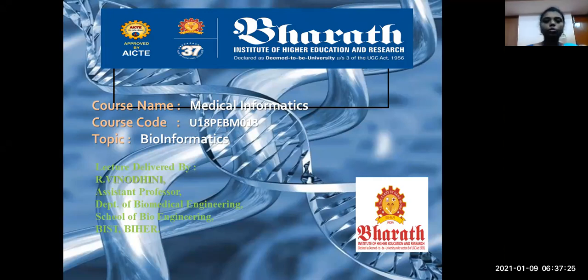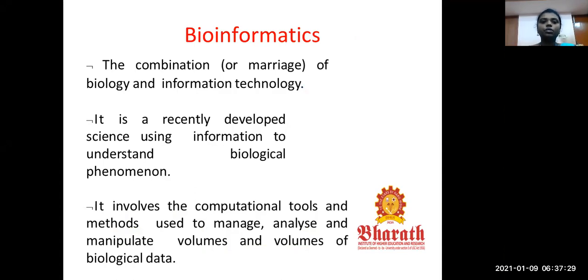Today we are going to discuss the topic Bioinformatics. So first, what is meant by Bioinformatics? It is the combination of two fields, biology and information technology. It is a recently developed science using information to understand biological phenomena. With the use of information technology, we are able to get information and understand biological phenomena.